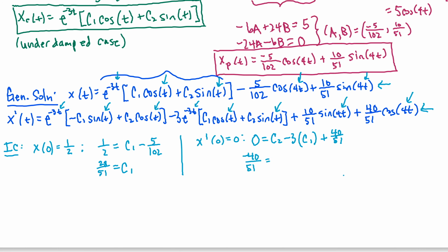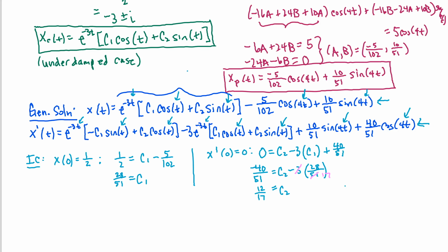Our goal is to find c sub 2. Recall we found c sub 1 on the previous step, so here we have minus 3 times 28 over 51. Let's see, I'm going to reduce here and add 28 over 17 to both sides. And that's going to give us 12 over 17. We are now ready to express the particular solution.